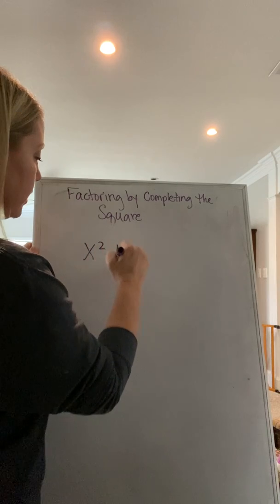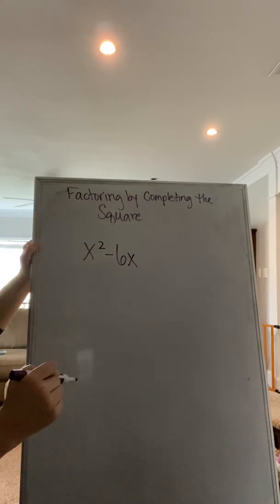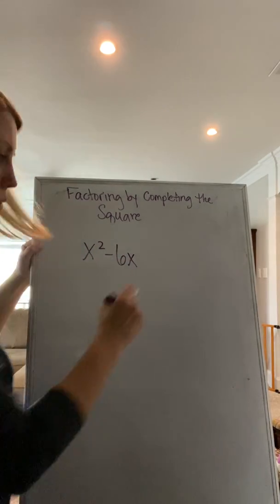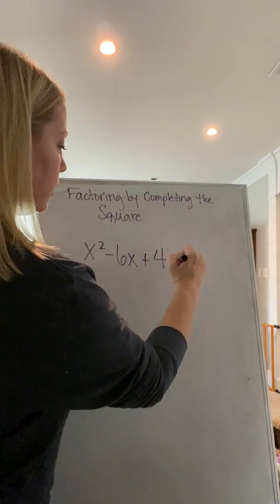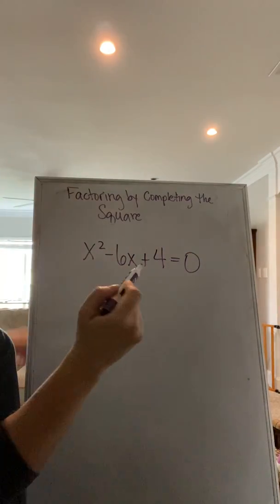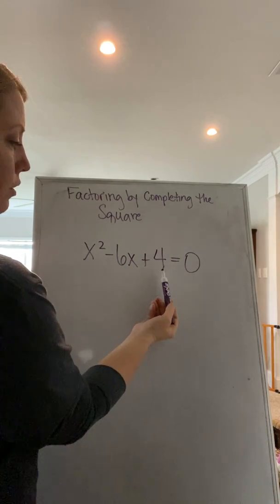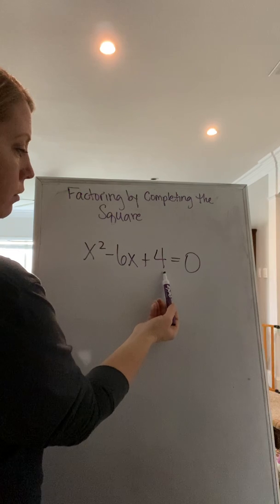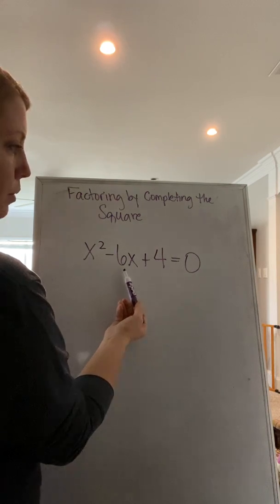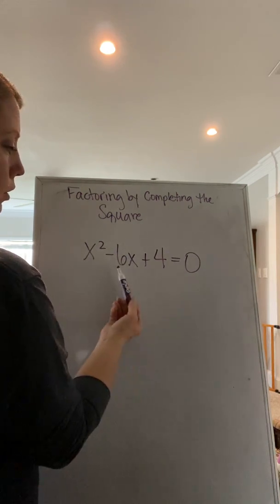X squared minus 6x plus 4 equals 0. So this is one of those examples where it's not going to work out. I couldn't just open up my parentheses, because the factors of 4 are either 4 or 1. Well, 4 and 1 don't add up to be 6. Or 2 and 2. Well, 2 and 2 don't add up to be 6.